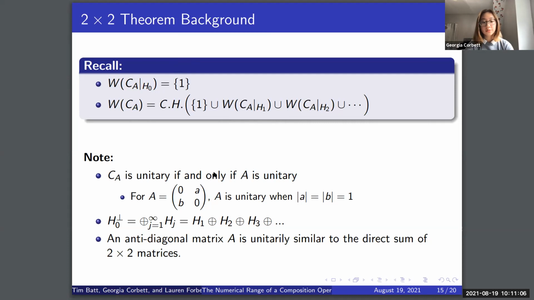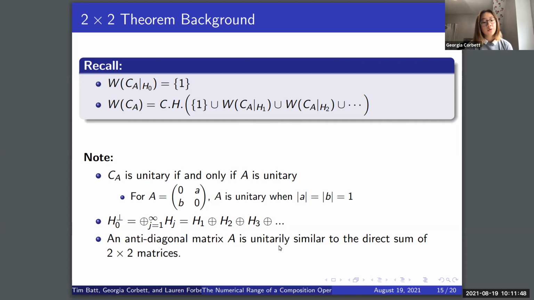A couple things to note. First, the composition operator is unitary if and only if A is unitary. So for a 2x2 antidiagonal matrix, it is unitary when the modulus of A and the modulus of B both equal 1. Second, the orthogonal complement to the homogeneous polynomials of degree 0, which I will refer to as H0 perp, is the direct sum of the homogeneous polynomials of degree j for j equals 1 to infinity. And lastly, an antidiagonal matrix A is unitarily similar to the direct sum of 2x2 matrices.